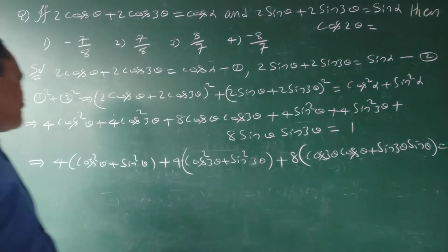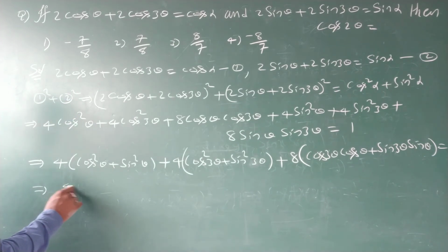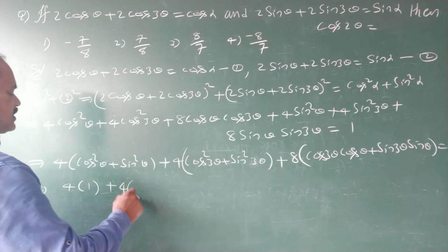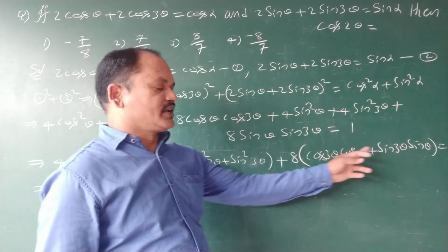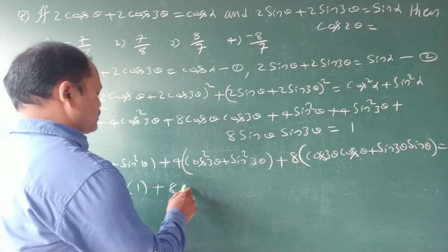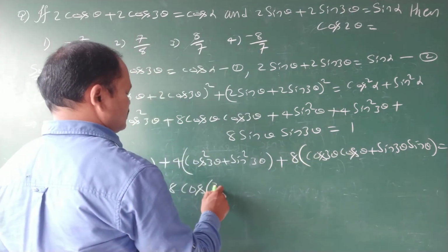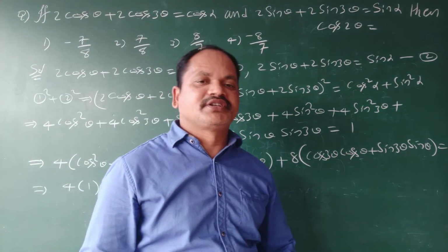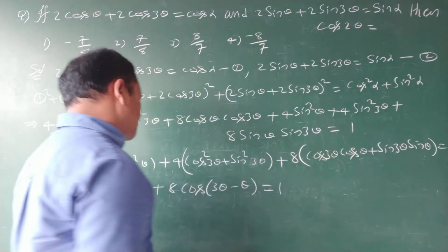Now from this, 4 times of (cos square theta plus sin square theta), so 1. 4 times of (cos square 3 theta plus sin square 3 theta), that is 1, plus 8 times of cos A cos B plus sin A sin B, that is cos of 3 theta minus theta. Since cos A cos B plus sin A sin B is nothing but cos of A minus B, according to that form, this equals 1.